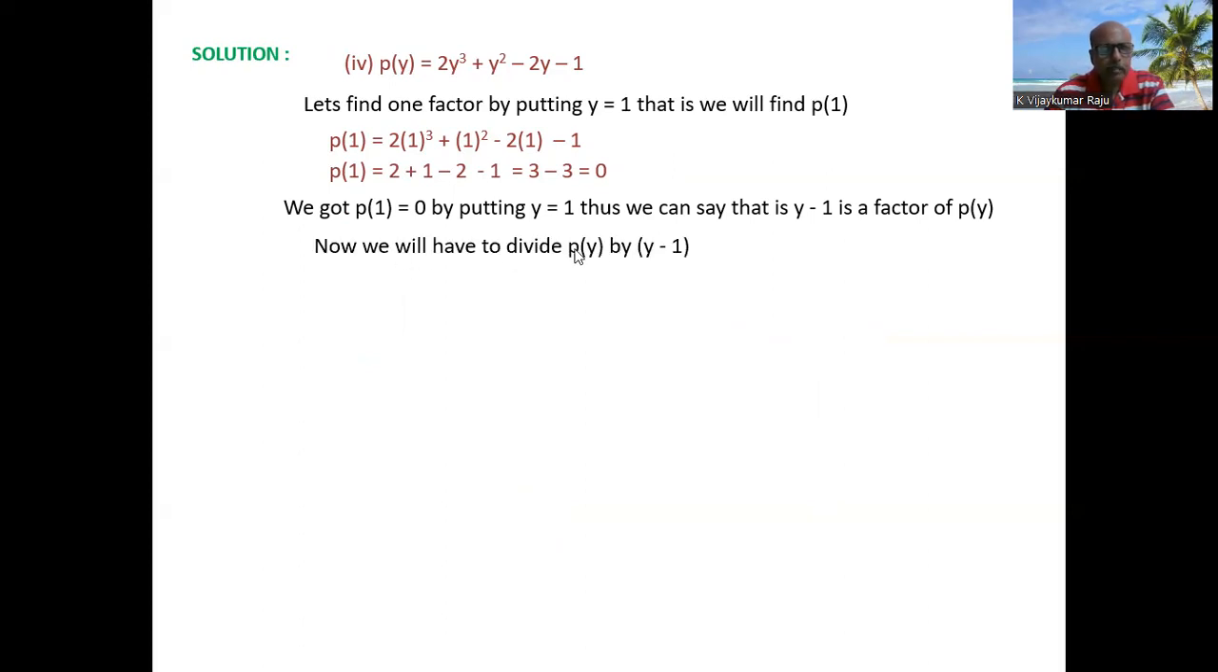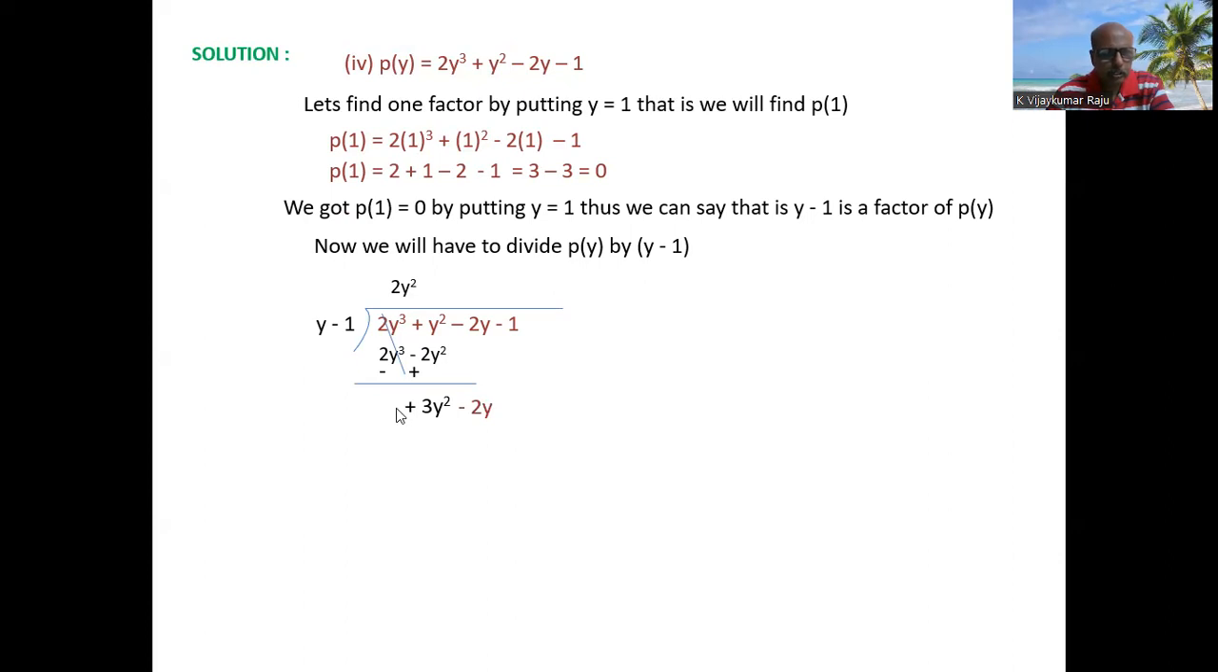Now let's divide P of y by y minus 1. 2y raised to 3 you require. So 2 you require. So I take 1y is there, take 2 more y's. So 2y square into y will be 2y raised to 3. And minus 1 into 2y square is minus 2y raised to 2. Now change it. Plus and minus will cancel. Plus y square plus 2y square will be plus 3y square.